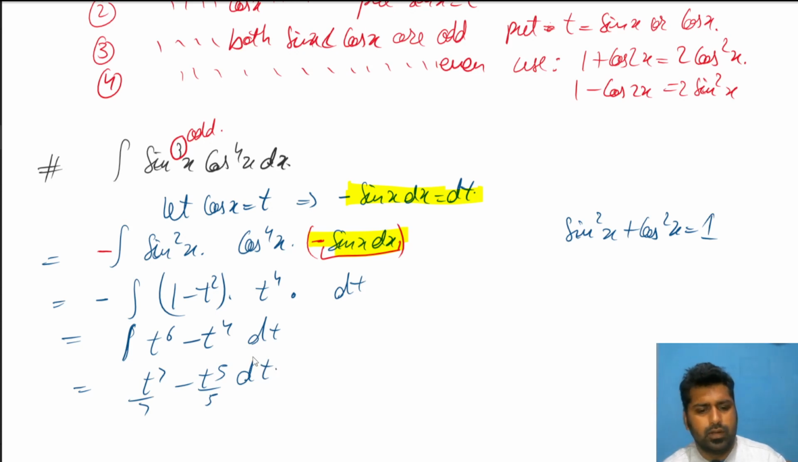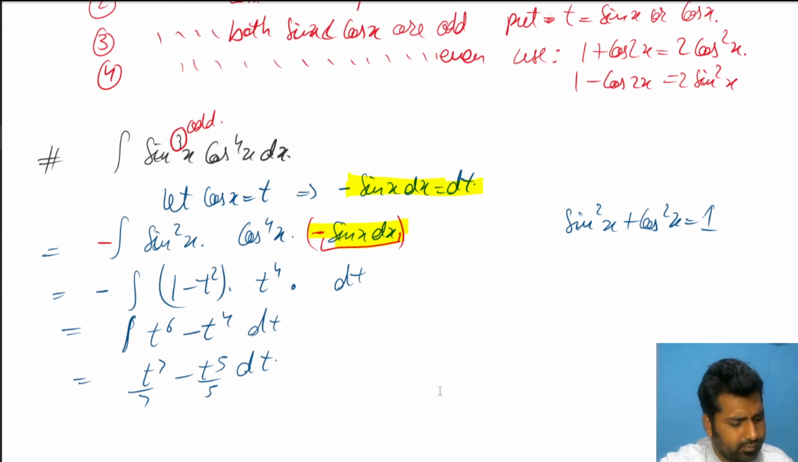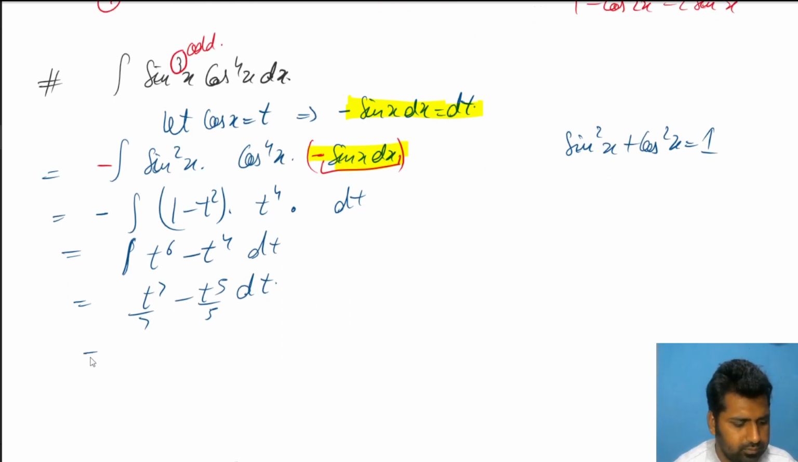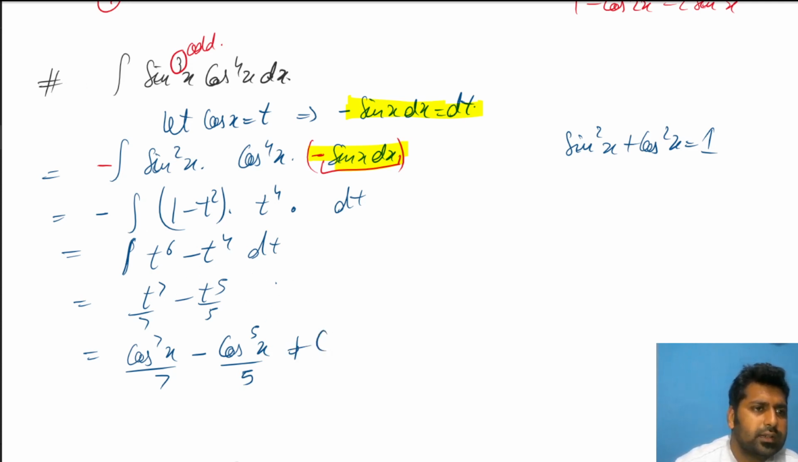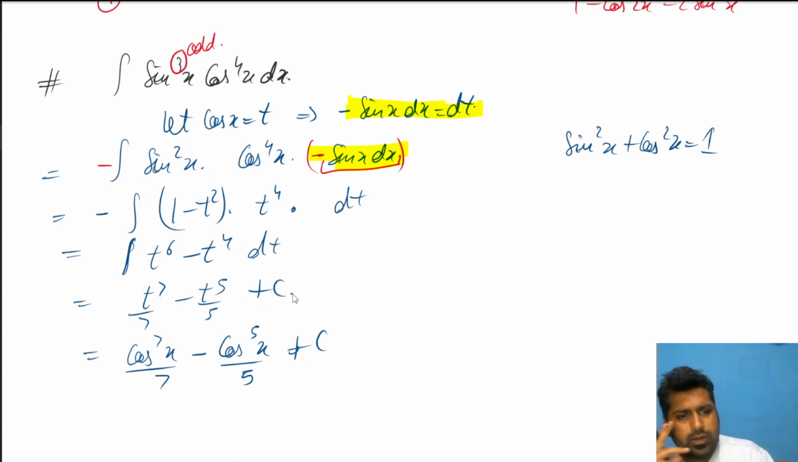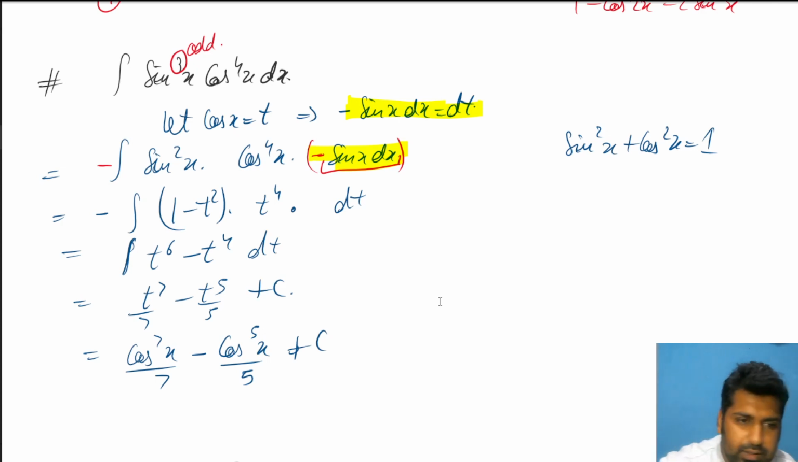Okay. So what was our t? T was cos. So cos raised to power 7x by 7 minus cos raised to power 5x by 5 plus c. I think I've written here wrong, dt. That was plus c. Okay. That's the idea. Next question.